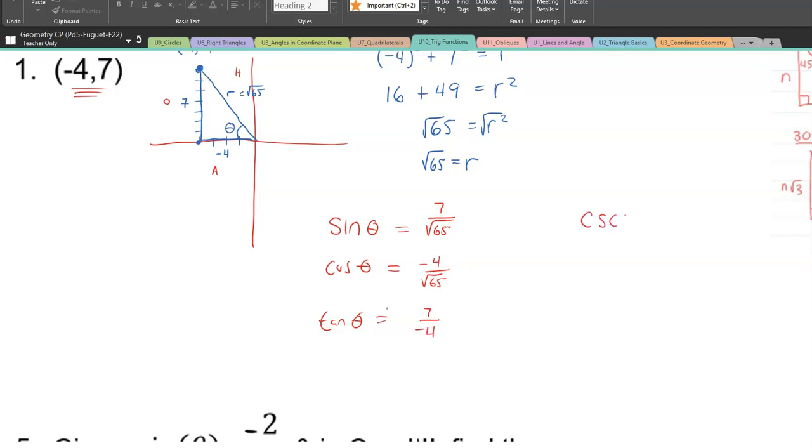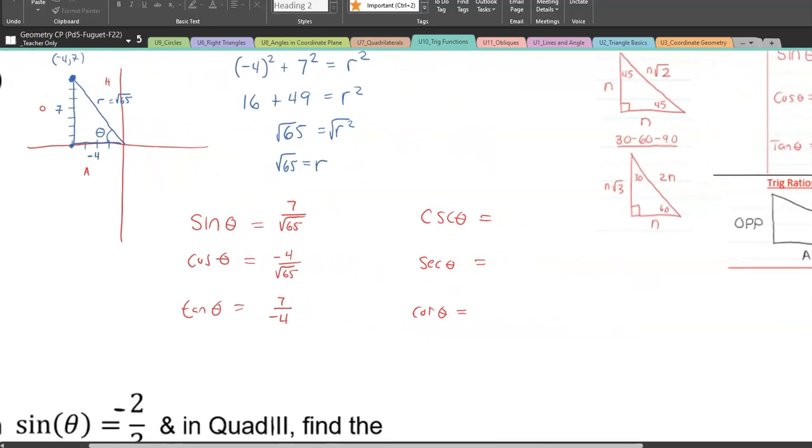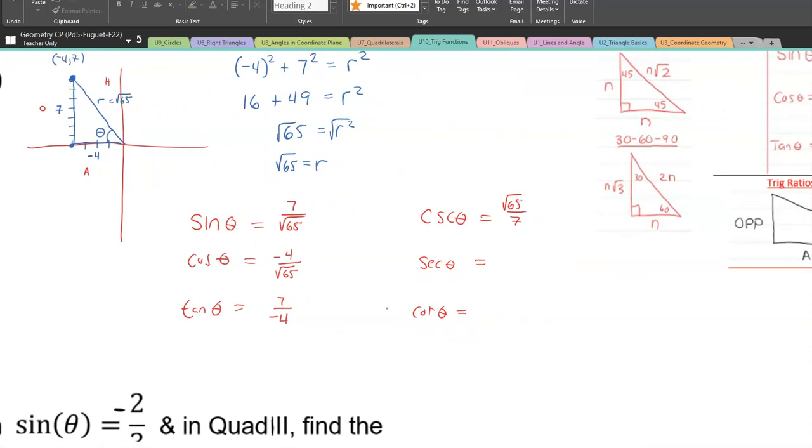Let's do our cosecant, our secant, and our cotangent real quickly. And then, like I said, we'll talk about how to simplify these. Cosecant's just the flip, so it's root 65 over 7. The next one is going to be root 65 over -4. And then the last one is -4 over 7. So you're just taking the reciprocals to get those three answers.